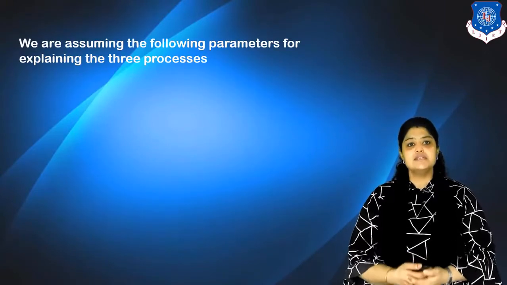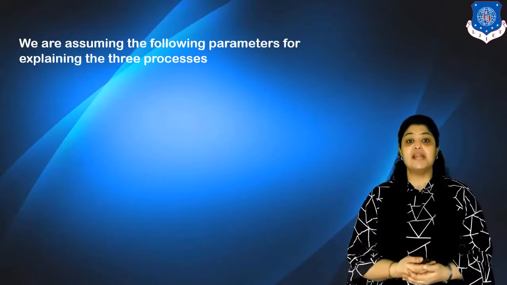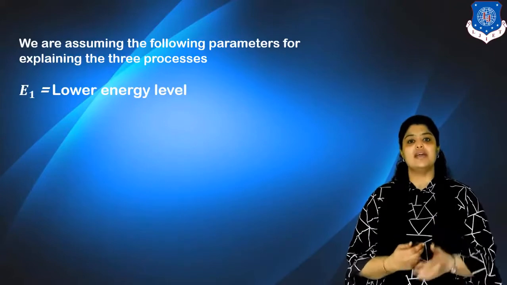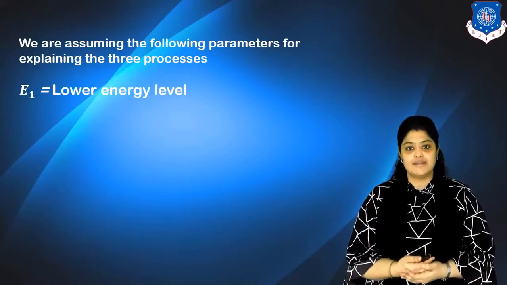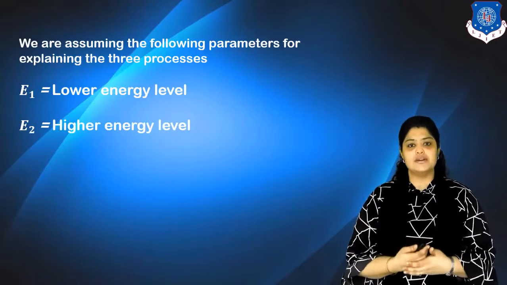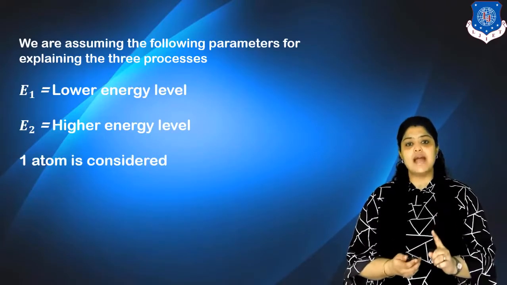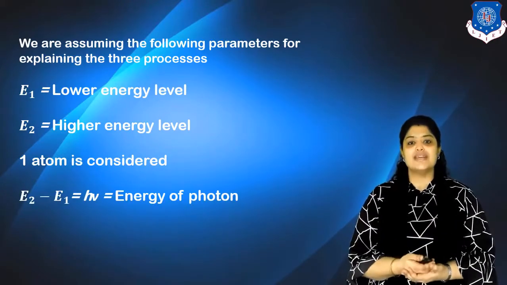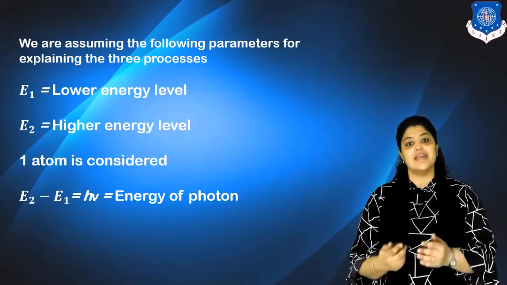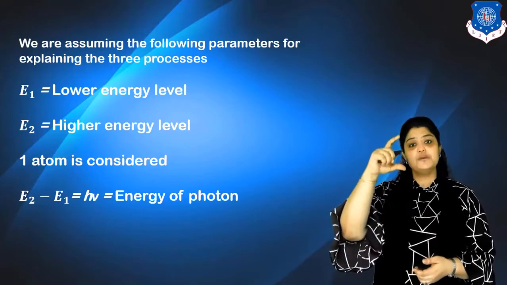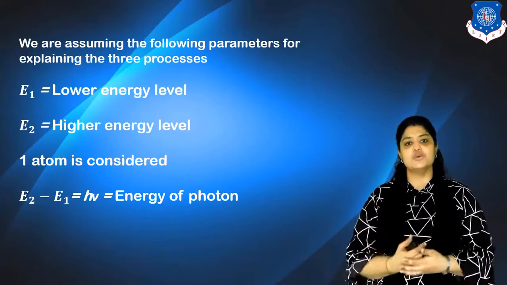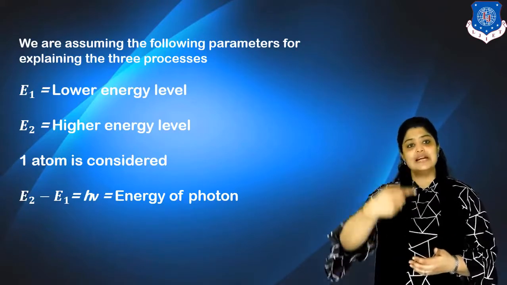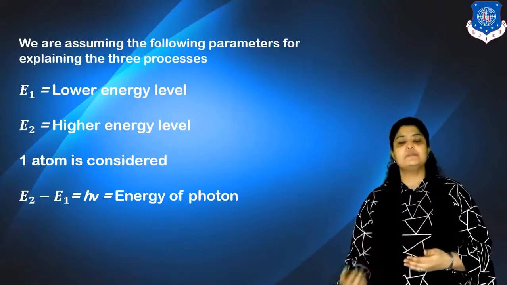Before that, let us assume the following parameters on which I will be explaining these 3 processes. The first parameter we assume is E1, the lower energy level. Then we consider E2 as the higher energy level. Then we are considering only one atom to explain the processes. And lastly, we are considering E2 minus E1 is equal to h nu. What is h nu according to Planck's theory? h nu is the energy of a photon. So the difference between the 2 energy levels is equal to h nu, and that is nothing but the energy of the photon which is emitted. So these are the parameters which we are considering to explain the 3 processes.